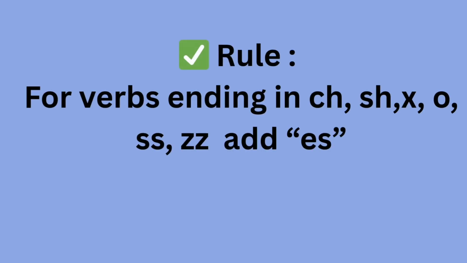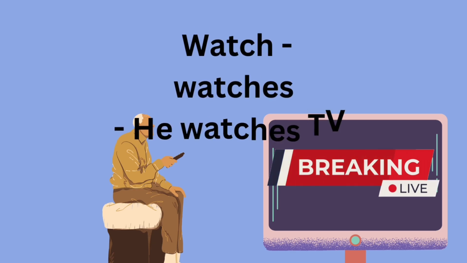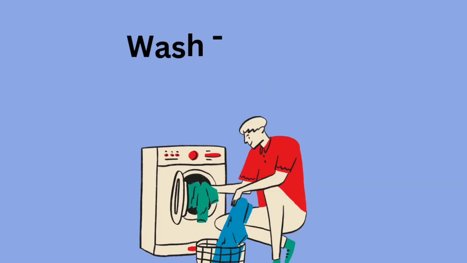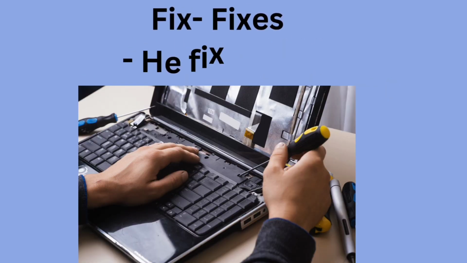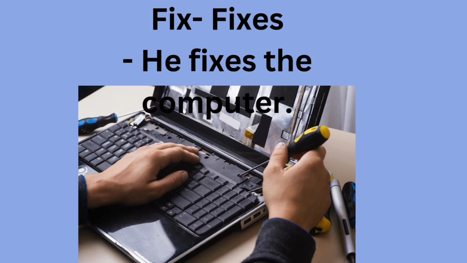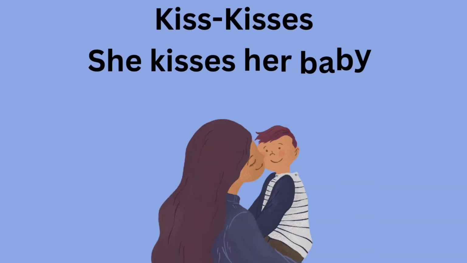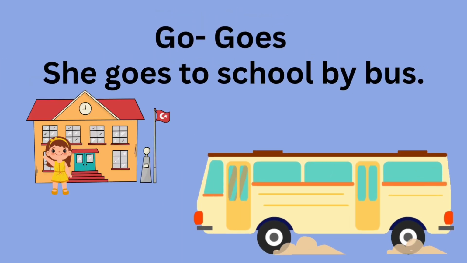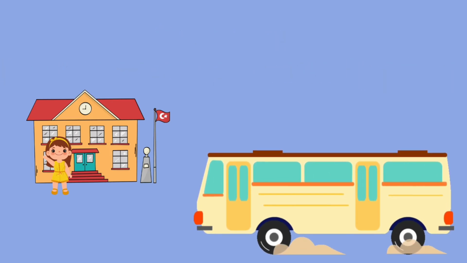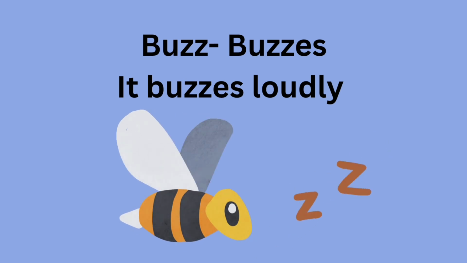For verbs ending in ch, sh, s, x, o, ss, z, add es. For examples, he watches TV. He washes his clothes. He fixes the computer. She kisses her baby. She goes to school by bus. It buzzes loudly.